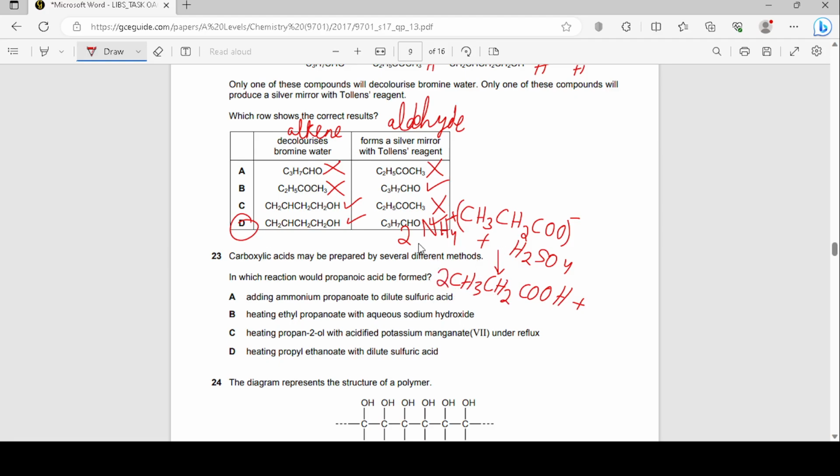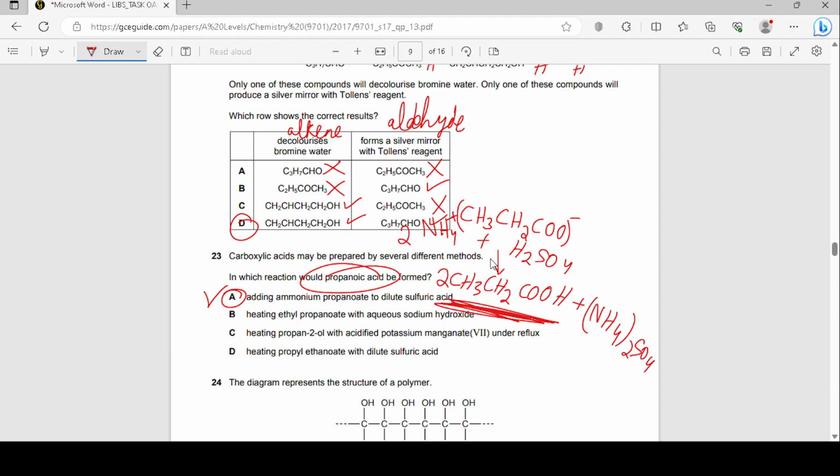Let me just make it 2, because I want to balance the equation. So the compound that you would get is propanoic acid, and they asked in which reaction would propanoic acid be formed. So the first one is it, but just to be safe, I'll check the other options as well. And then the ionic compound we get is ammonium sulfate, so NH4 twice SO4.